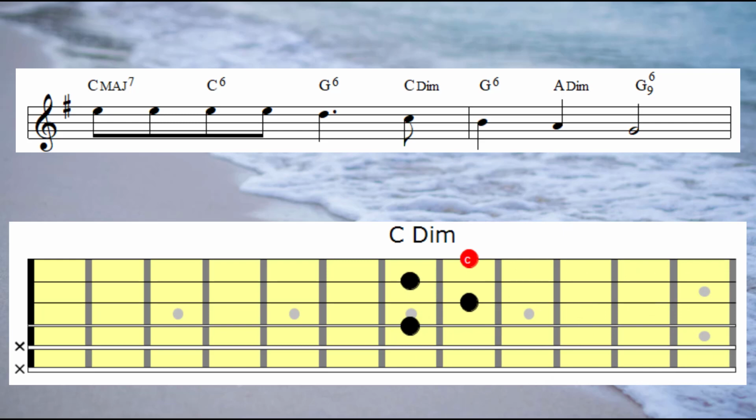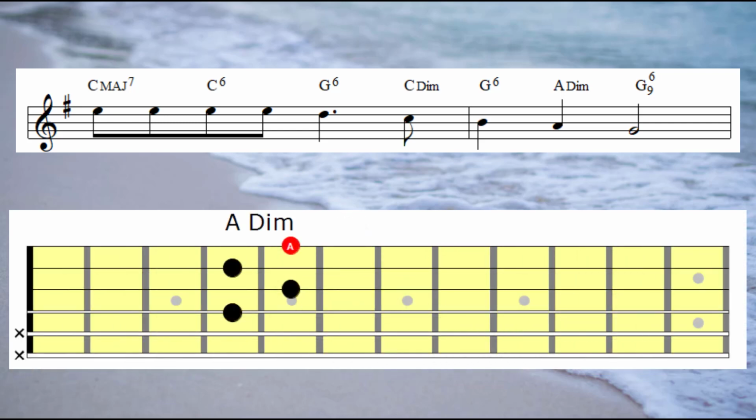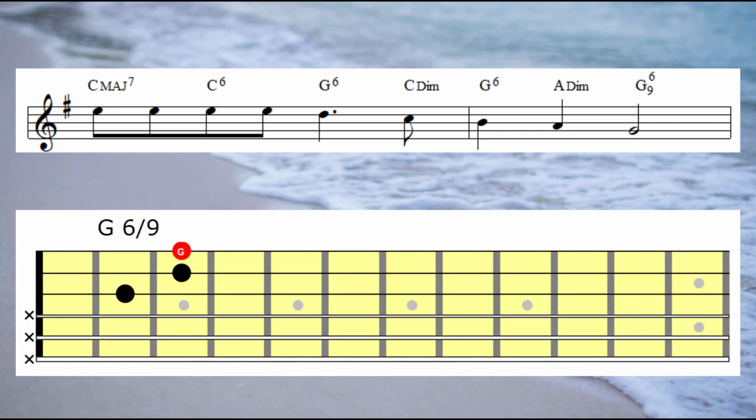On to the last bar, we have the note B, so I'll play G6. The note A, I'll play an A diminished. And then for the last note, the note G, I'll use a G6-9 chord. Let's have a listen to how that would sound.